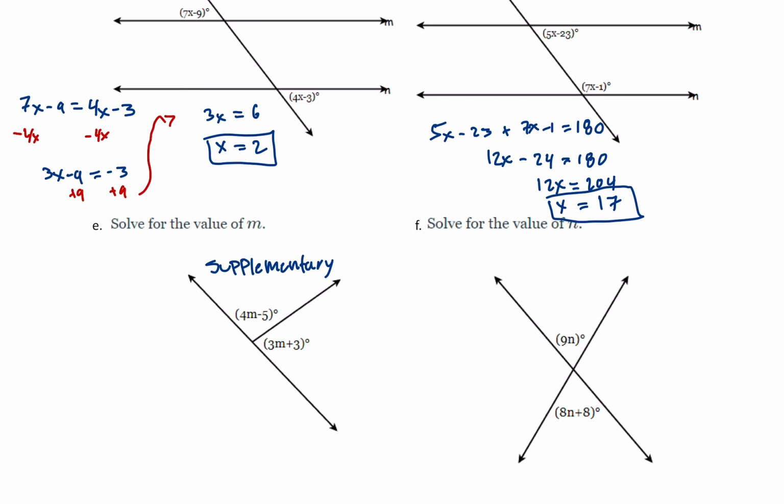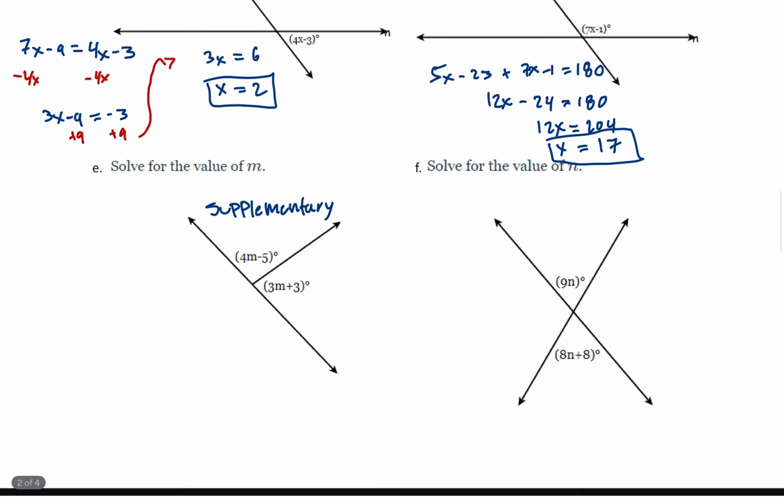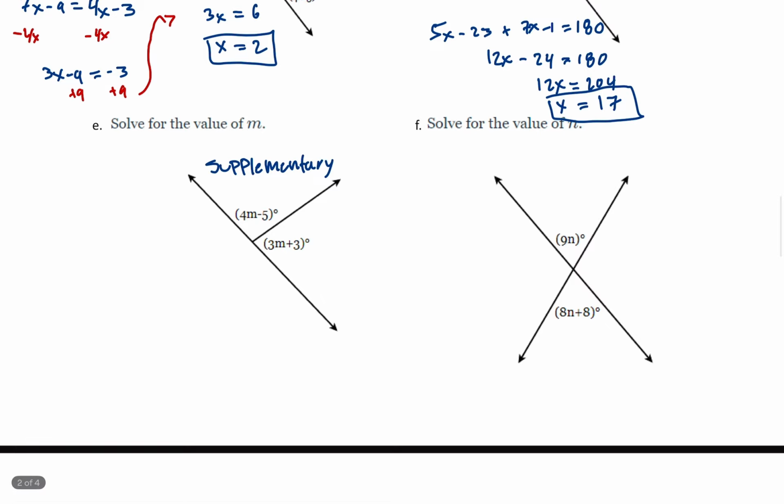Okay, so we're going to actually skip that one, because we know we have an example of how to do that one. We're going to move on to F. What do I notice about these two angles? Well, they're across from each other where two lines intersect. So these are what are called vertical angles. What vertical angle means is they are congruent.